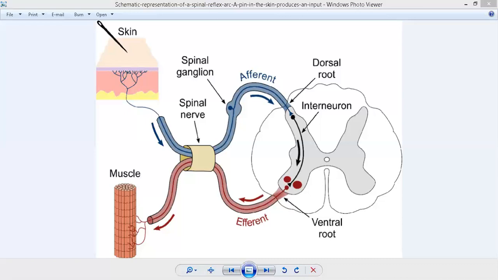Now the posterior rami pass backward and divide into multiple branches which supply the skin and muscles of the posterior aspect of the body, and the anterior rami are much thicker as compared to the posterior, and they supply the anterior and lateral surface of the rest of the body.